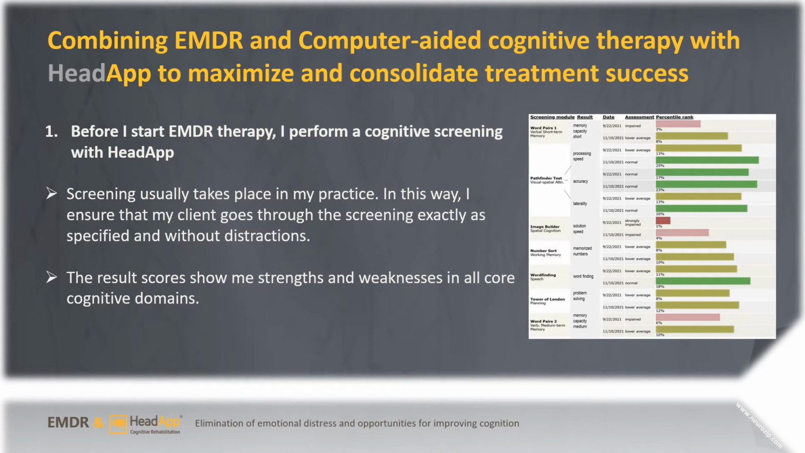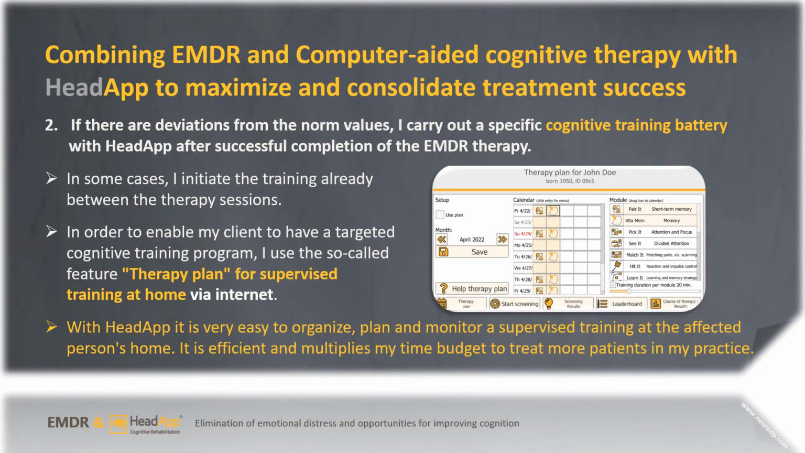The resulting scores show me the strengths and weaknesses in all core cognitive domains, so I know everything from the first few sessions. If there are deviations from the norm values, I carry out a specific cognitive training battery with HeadApp after successful completion of the EMDR therapy. In some cases, I initiate the training already between the therapy sessions. And you ask, between the therapy sessions, what does that mean?